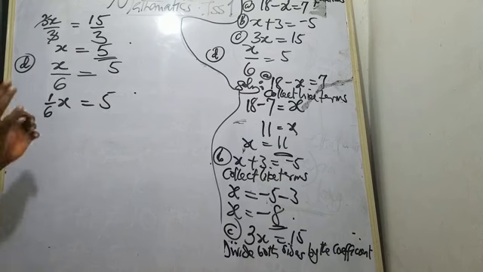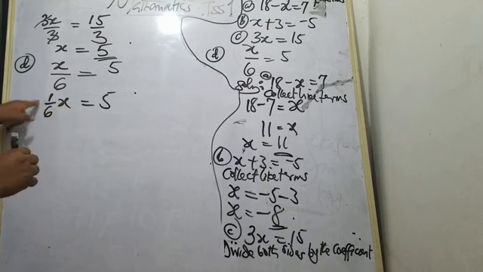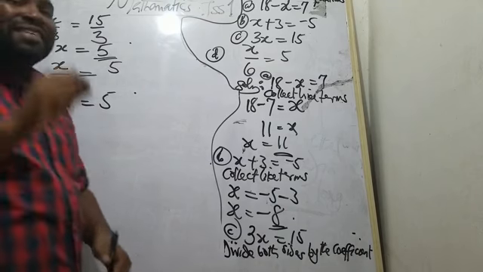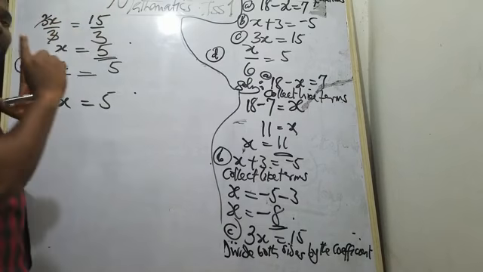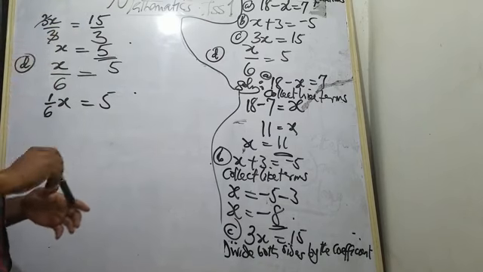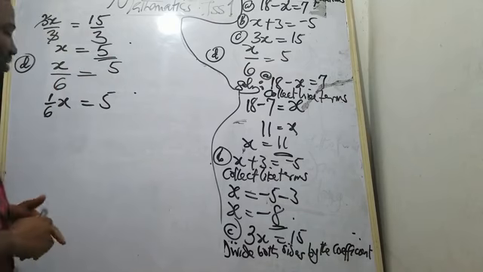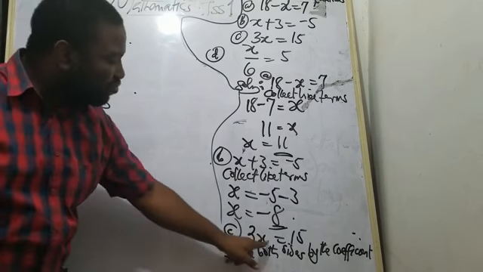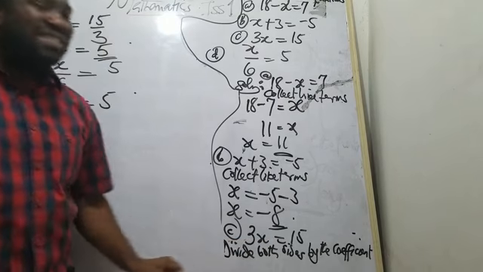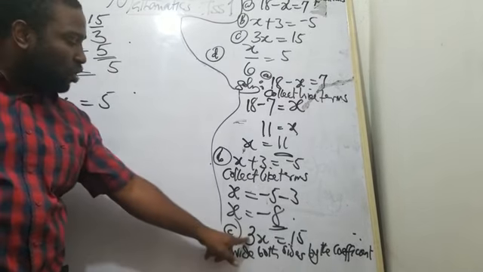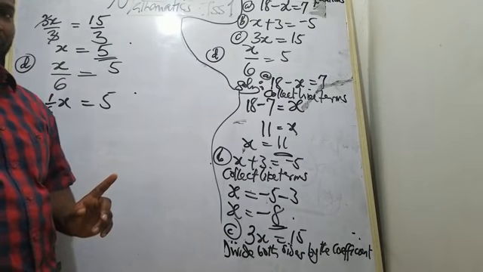6. So we have not done anything to it. Now, it means the coefficient of x here is 1 over 6. Since the coefficient is a fraction, you will now multiply both sides by what? When we're dealing with multiplication, we divided both sides by what? 3. Are you with me?